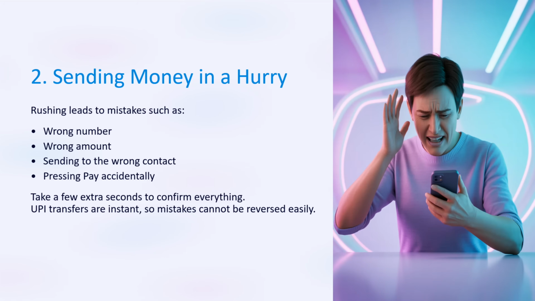Second one is sending money in a hurry. Rushing leads to mistakes such as wrong number, wrong amount, sending to the wrong contact, pressing pay accidentally. You have to take a few extra seconds to confirm everything. UPI transfers are instant, so mistakes cannot be reversed easily.